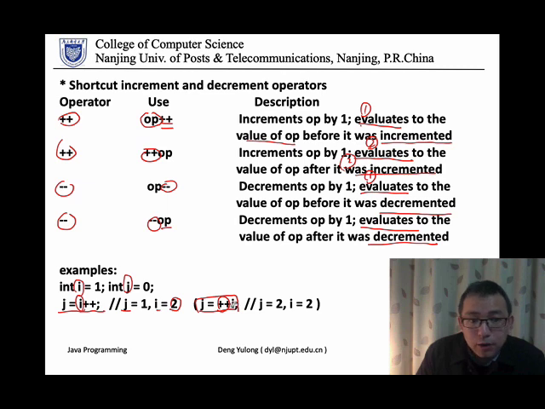So I from 1, now increment by 1. So now I has become 2. And then we make the evaluation. So the variable j now has the value 2. Okay, so the result is that I and j both have the same value, 2.